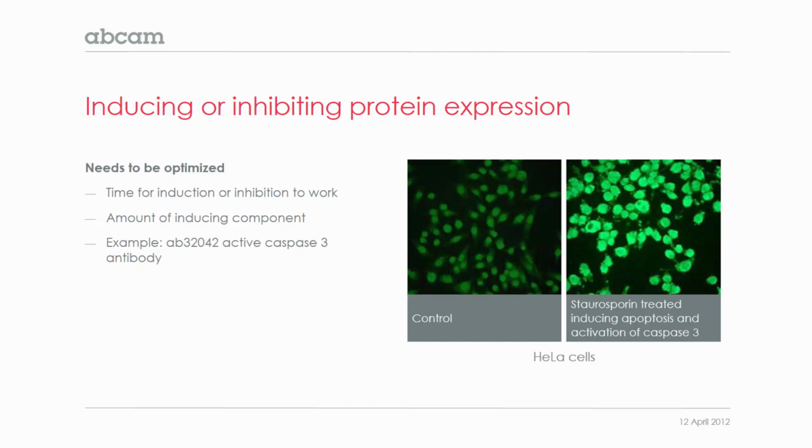We have an example image here. On the right, you can see some HeLa cells that have been treated with staurosporin to induce apoptosis, and you can see here staining of caspase 3, which is activated during apoptosis. Compared to the control image on the left-hand side, you can see that the control has very little caspase 3. So you really can see the effect of the staurosporin and induction of apoptosis on the caspase 3 expression.